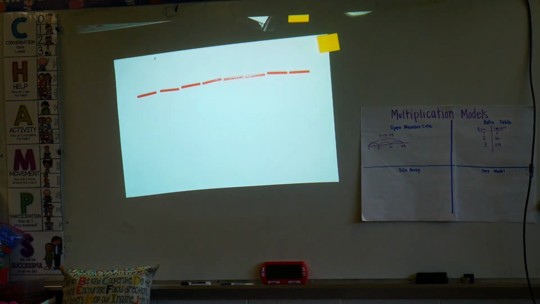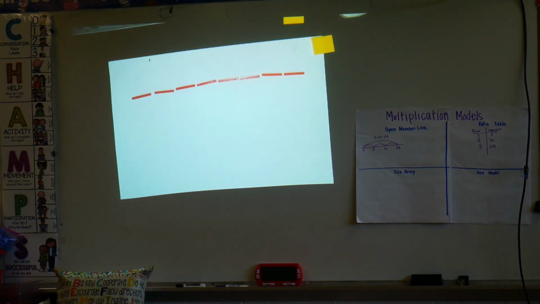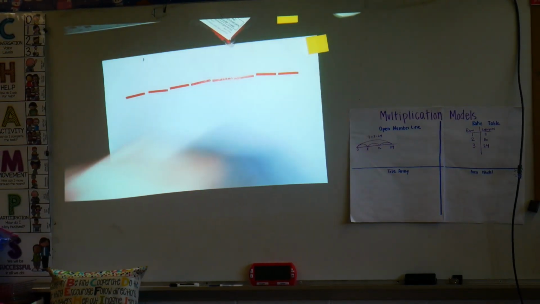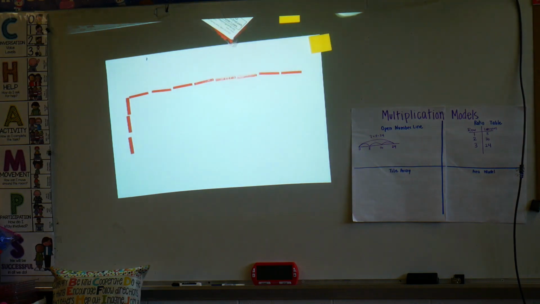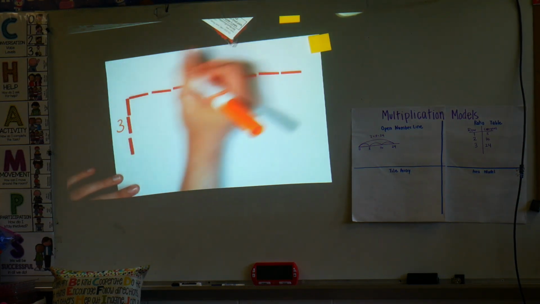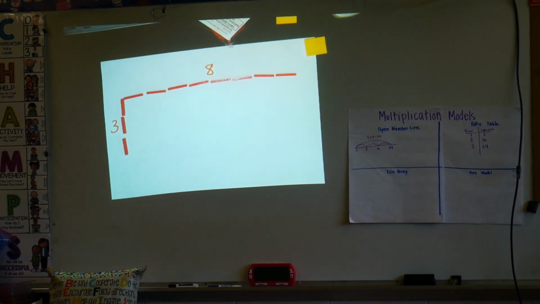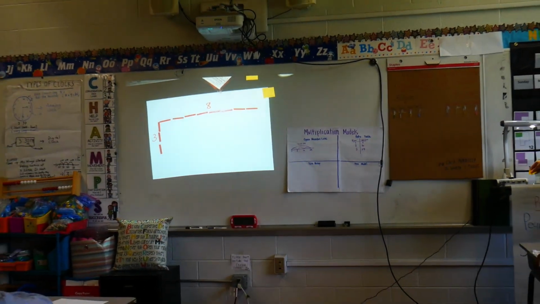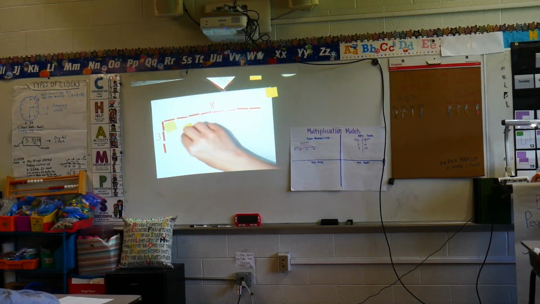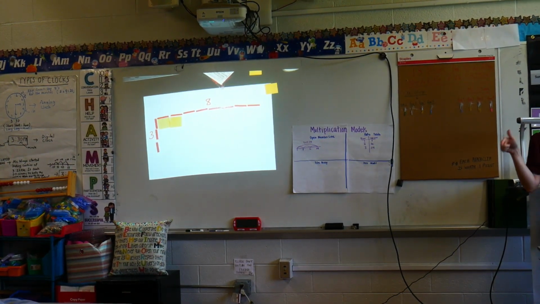And then how many rows were there? There was only 3 rows. There were 3 rows. Okay, so pause for just a second and let me show that too. So this right now shows 3 by 8. I want you to quickly talk to your partner, and if I filled in all of this space with tiles in my 3 by 8 array, how many tiles am I going to have? And tell your partner how you know.